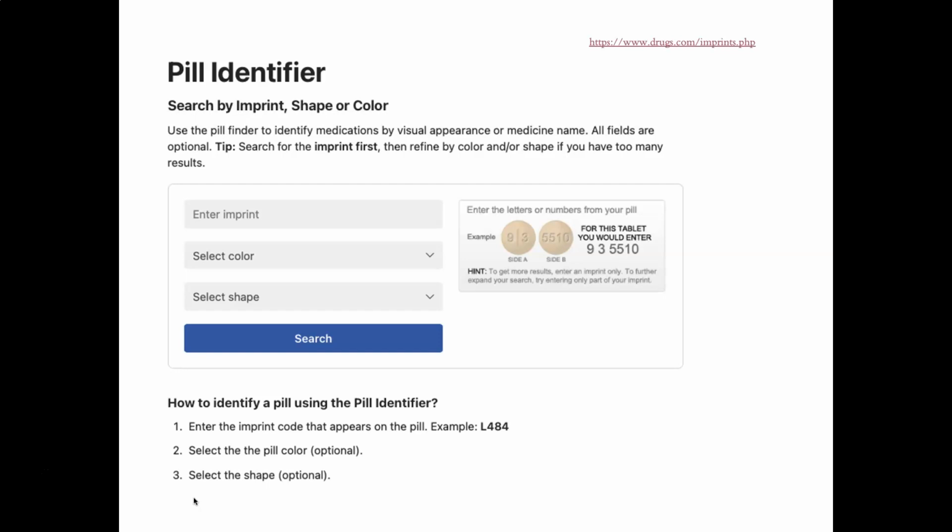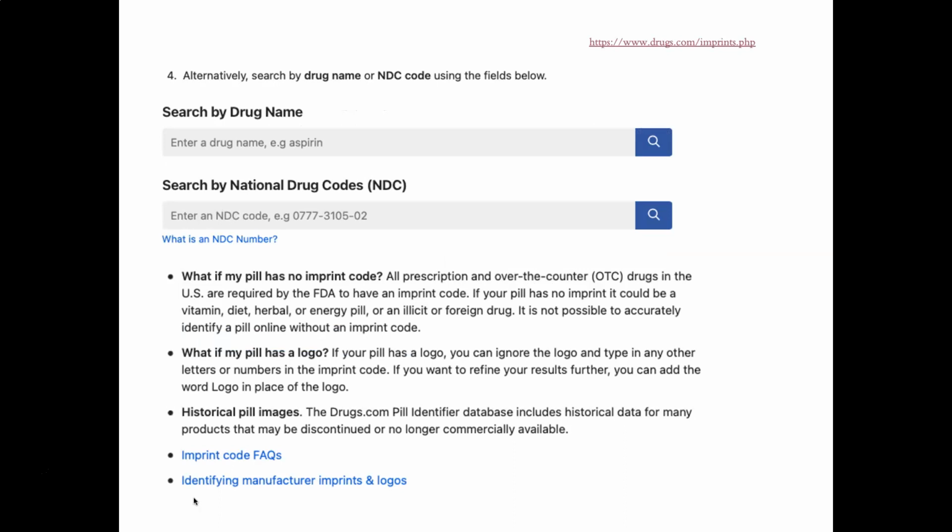I thought this was really interesting about how you would look at the letters or numbers on the pill and how you would enter those and how that would help identify the pill. So that's here for you as well. So those are the two ways. You can go to the FDA, you can do drugs.com. I'm sure there's others, but these are two good ones that you can take with you.